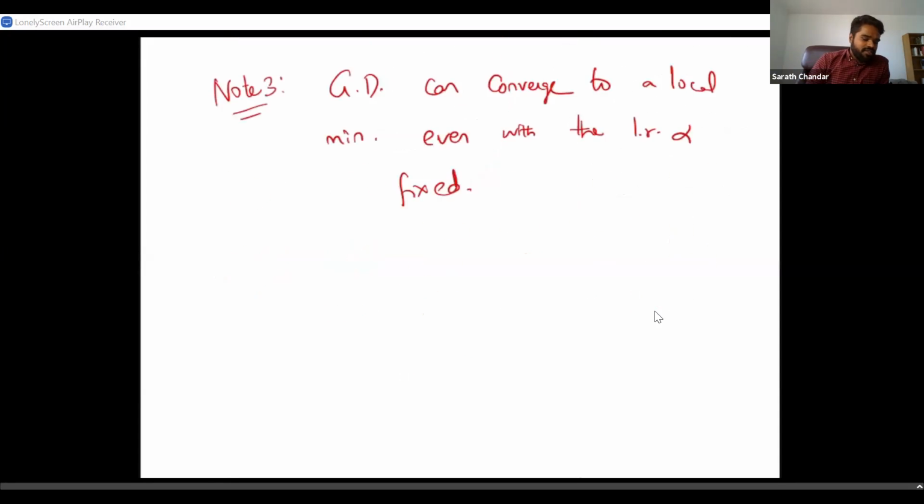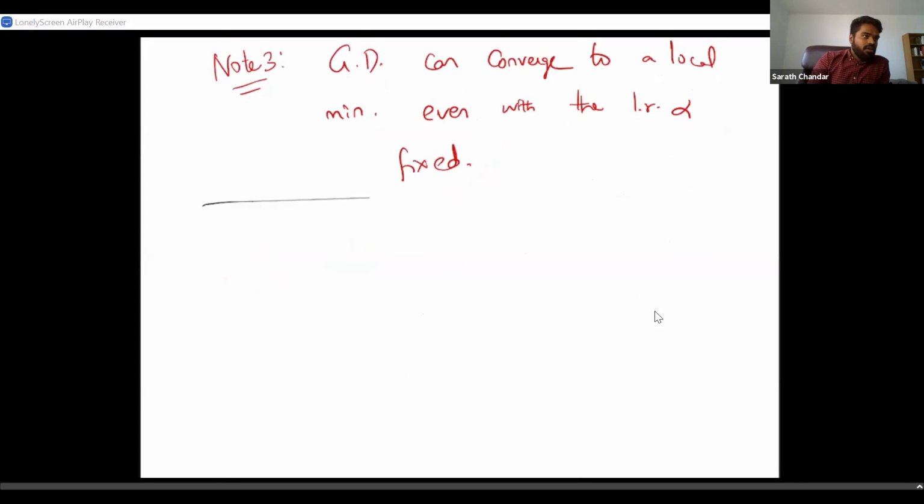Okay, so now let us see how to do gradient descent for linear regression.